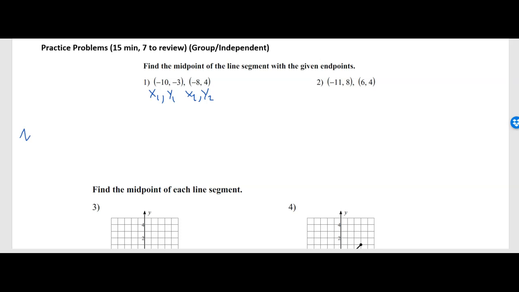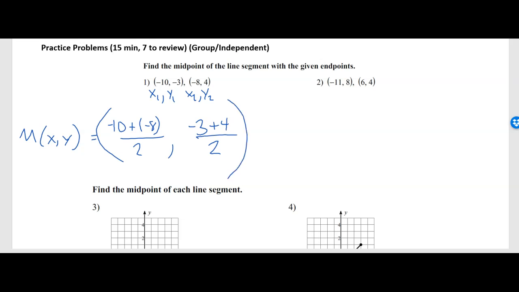So my midpoint, the coordinates of my midpoint are going to be equal to negative 10 plus negative 8 divided by 2. Not equals, but and negative 3 plus 4 divided by 2. And now I just need to simplify.